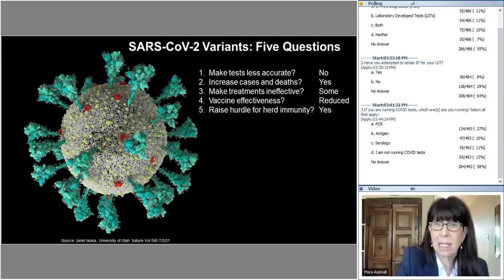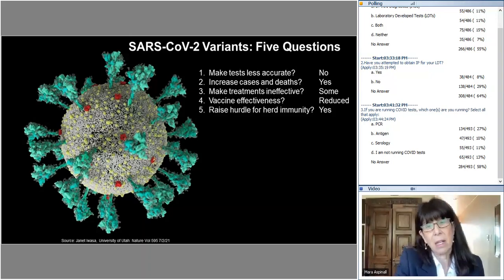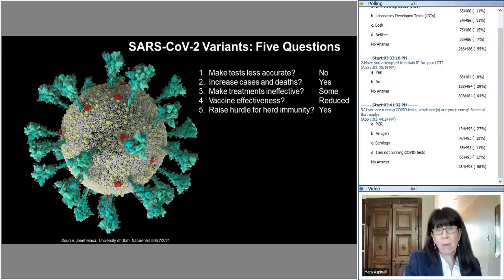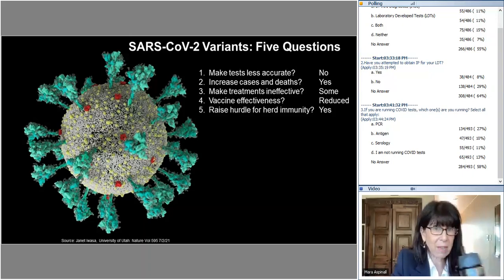Number 2, does it increase cases and deaths? Sadly, yes. Does it make some treatments ineffective? It does make some treatments ineffective, particularly around monoclonal antibodies. If somebody recovered from alpha, you can't use their antibodies to treat somebody with delta. Does it reduce vaccine effectiveness? It does.